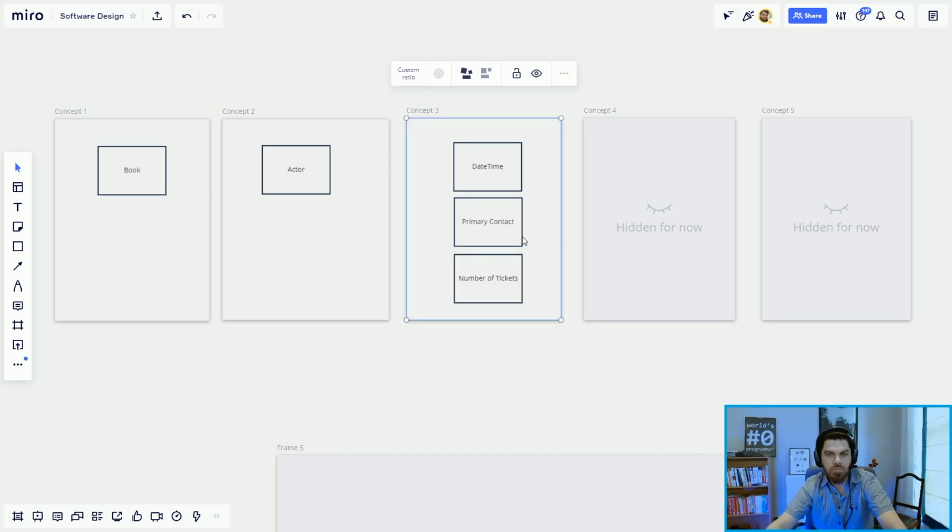Let's have a look. Date, time, primary contact, number of tickets. Okay. So I've not drawn relationships between this, but let's assume they are. Book, actor, date, time, primary contact, number of tickets. Does this still feel like a library? Does it still feel like a book with an author? We have a primary contact. What could that be? The number of tickets for an actor?